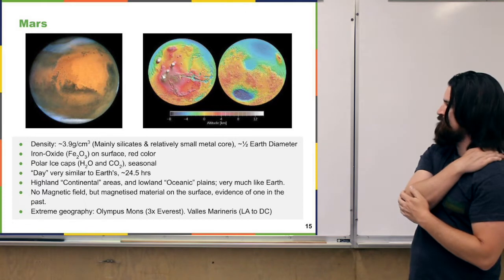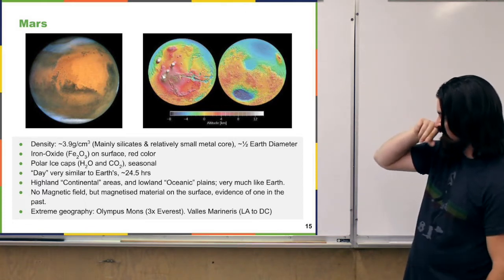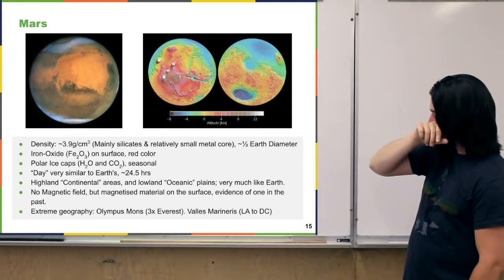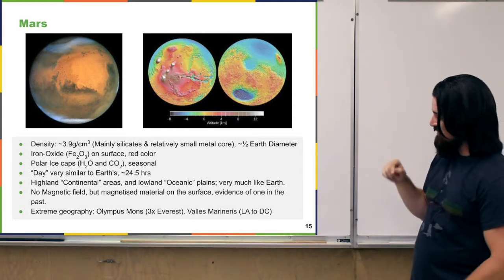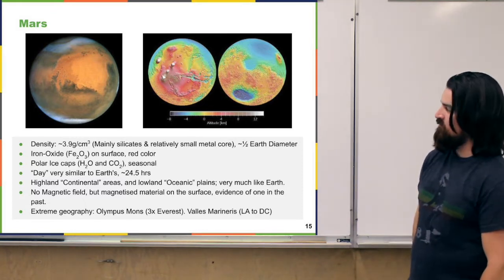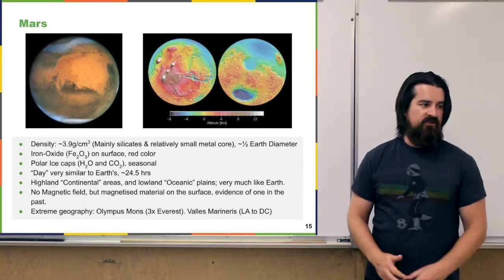Bad accent, sorry. You can also see that in the altitude picture here. There's this scar almost, it looks like. And that is a canyon that would stretch from about LA to Washington, D.C. Very large scale geographical features.